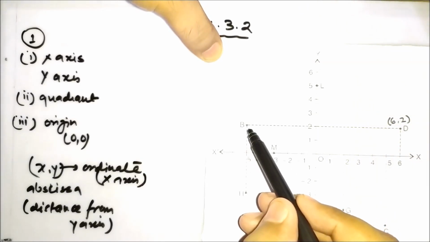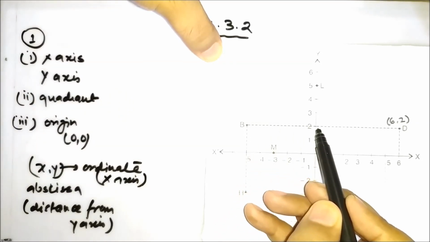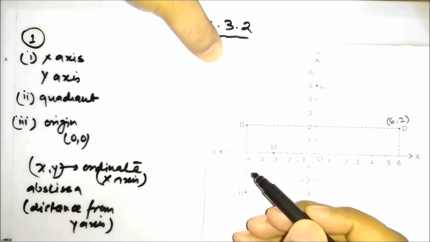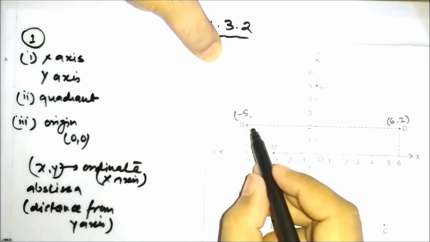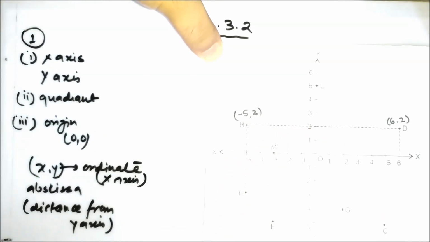Now if you see for B here, again we'll draw two perpendicular lines which is already done here. So on x axis we met at -5. Okay, so x coordinate will be -5 and on y we met at 2. Okay, so this will be 2. So coordinates of B will be -5 and 2.